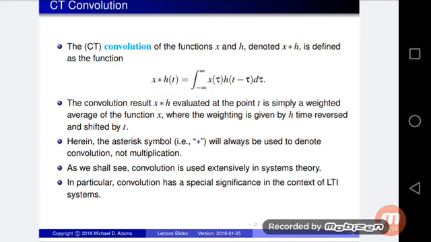The convolution result evaluated at the point t is a weighted average of the function x, where the weighting is given by h time reversed and shifted by t.